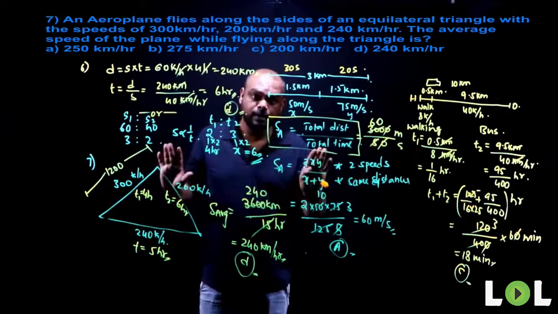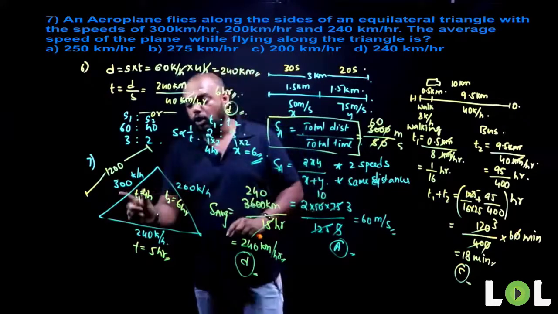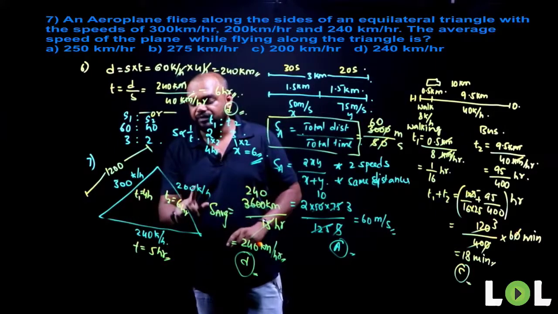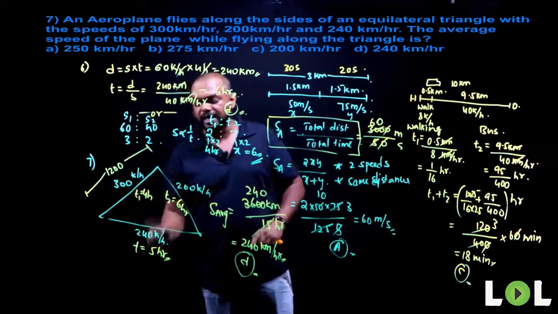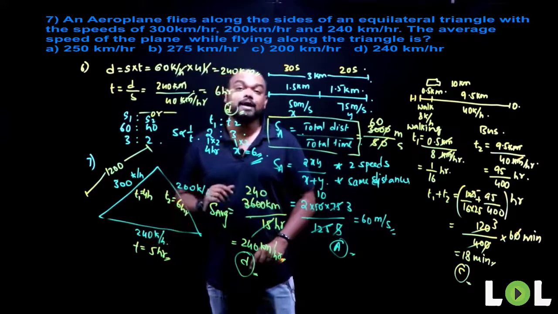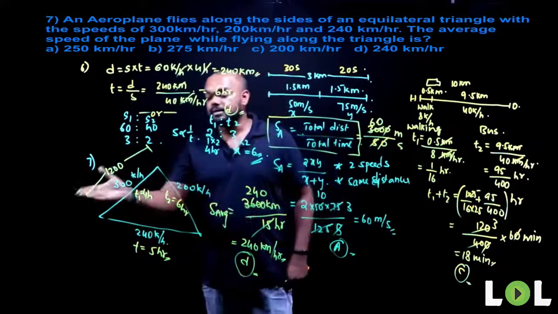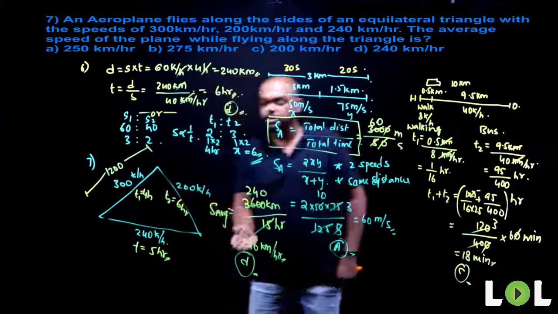It doesn't matter. But if you want to avoid decimals in the problem, take a number divisible by all these three numbers. That is 300, 200 and 240. That is LCM. LCM of 300, 200 and 240 is 1200 because 1200 is divisible by all these three numbers. Now in this case, this is 1200, this is 1200 and this is 1200.